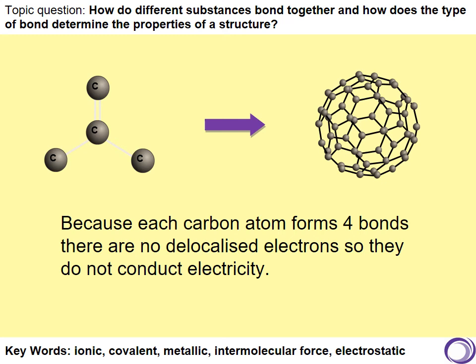So because each of the carbon atoms forms 4 bonds, there are no delocalized electrons. If you remember, to conduct electricity, we need delocalized electrons or free moving ions. So what we can tell is that even though each of the carbon atoms is only joined to 3 carbon atoms, one of those is a double covalent bond, so that each carbon then actually makes 4 bonds. So all of the electrons are used in bonding.